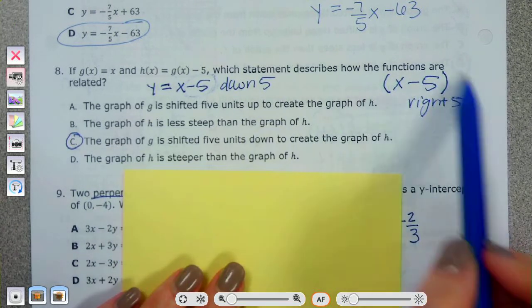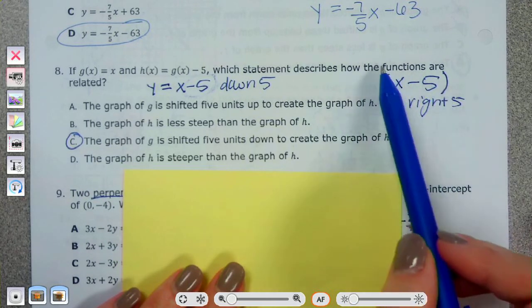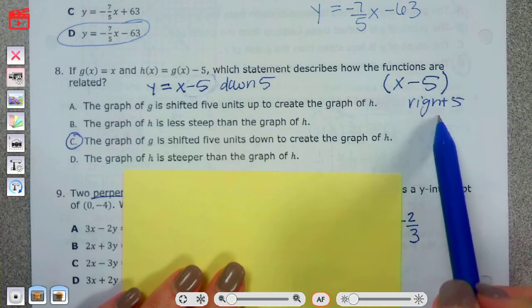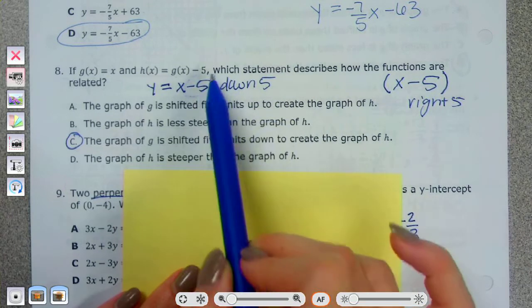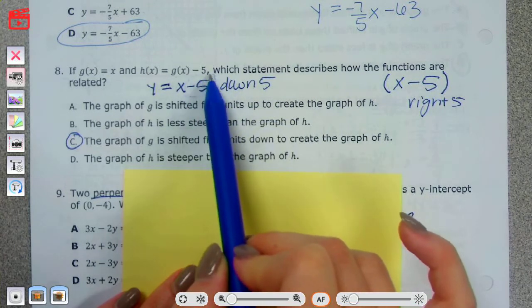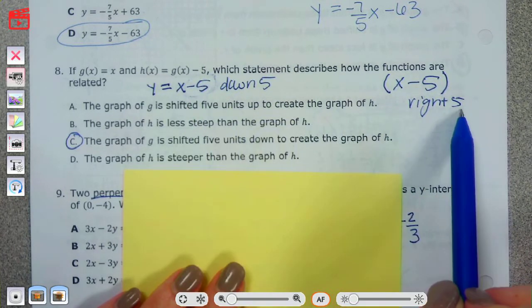I made a note over here that only if it's in parentheses, that's when you would do the opposite. So if this would have been inside the parentheses, notice my 5 is not inside any parentheses. It would have been opposite and gone to the right.